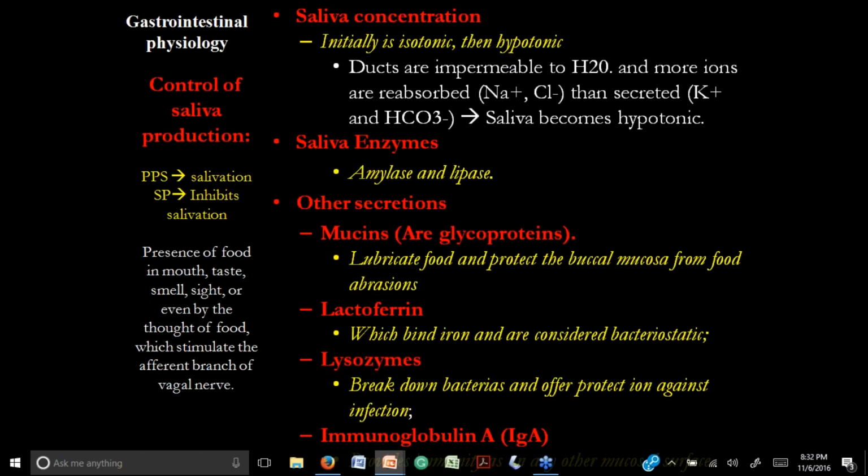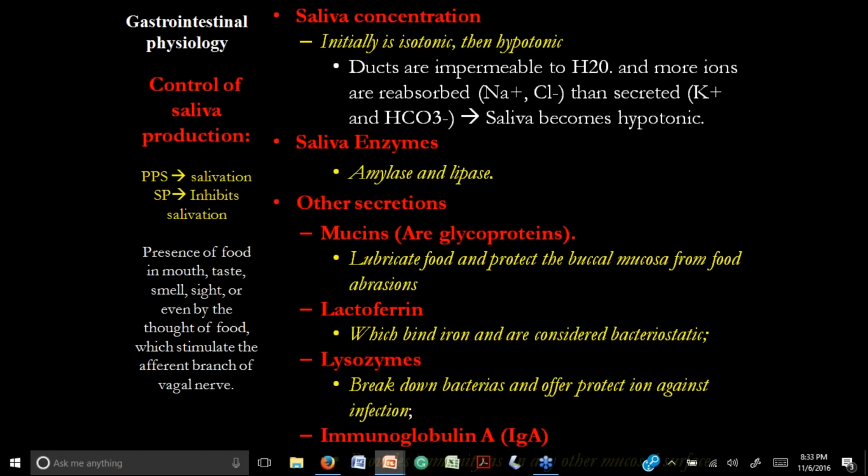Lactoferrin is another substance that acts as a bacteriostatic. Lysozyme breaks down bacteria and offers protection against infection. And of course, immunoglobulin A. Immunoglobulin A is going to be in any secretion of the body, and it protects against infections.